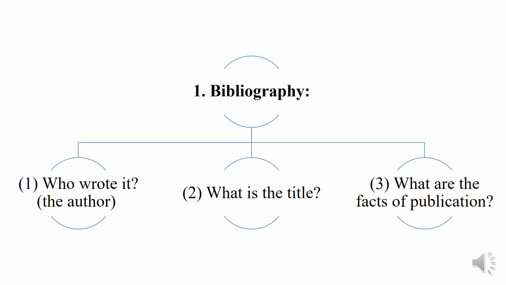Each bibliography entry should answer three questions. First, who wrote it? It means who is the author. The second question, what is the title, the topic of the book or this written manuscript? And the third question, what are the facts of publication? It means the place of publication, the date of publication, and so on.